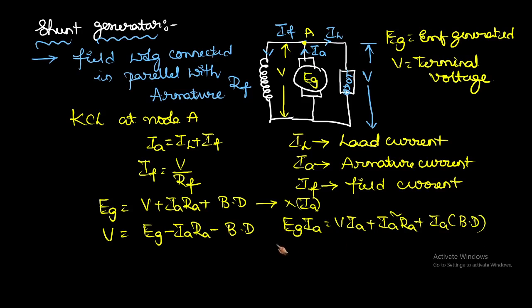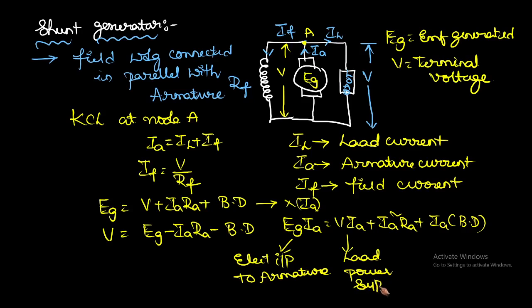So each terminology we will write. EG into IA is the electrical input to armature. Next is what you are going to get: load power supplied, this is the load power supplied to the load. Next is IA square RA, that is copper losses. Next is the brush losses.